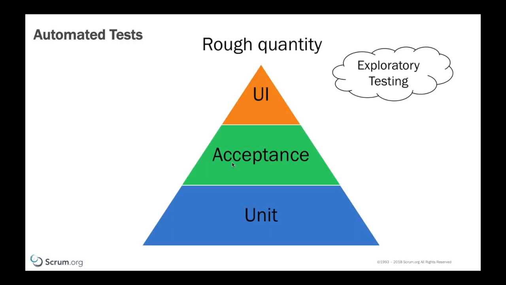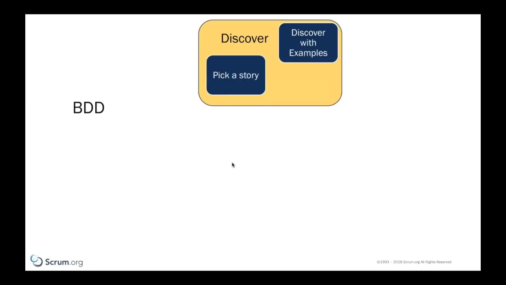You've probably seen this pyramid. There's a high quantity of unit testing, less quantity of acceptance testing, less quantity of UI. Otherwise, things become extraordinarily brittle, uncomfortable to use. You don't get as much bang for the buck out of it.